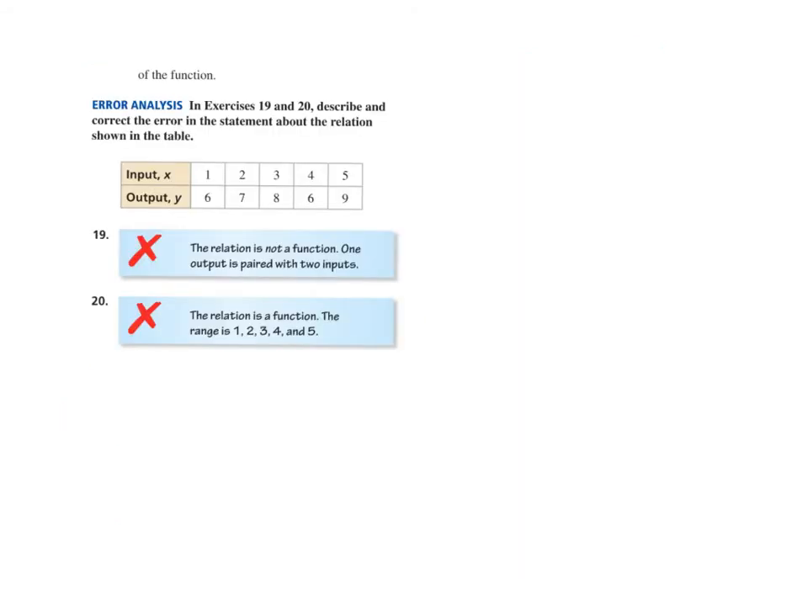19 and 20, it says describe and correct the errors in the statement about the relationship shown in the table. So if you look here, it says the relationship is not a function. One output is paired with two inputs. And if you look here, our inputs, there is no duplication, right? So this is a function. Okay? So the first part is that it's a function. Each input has exactly one output. That's what it should say.